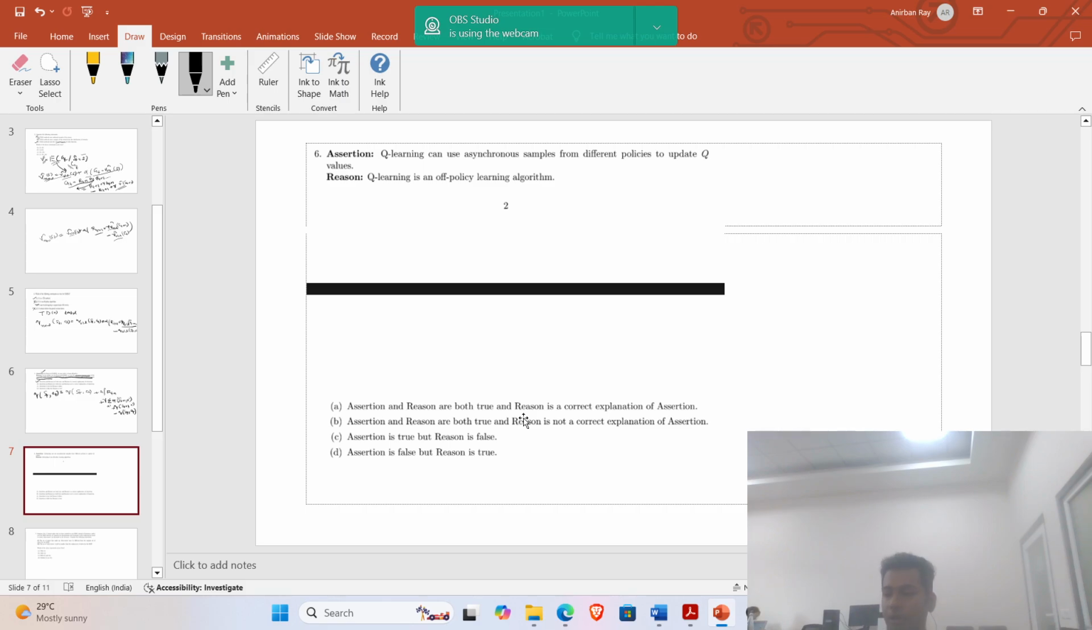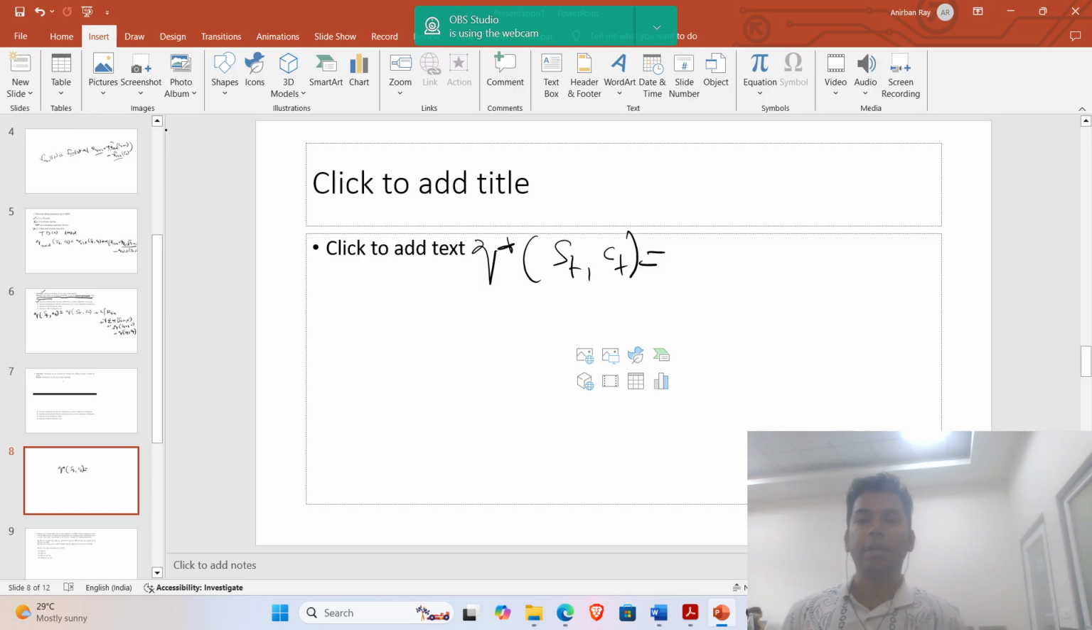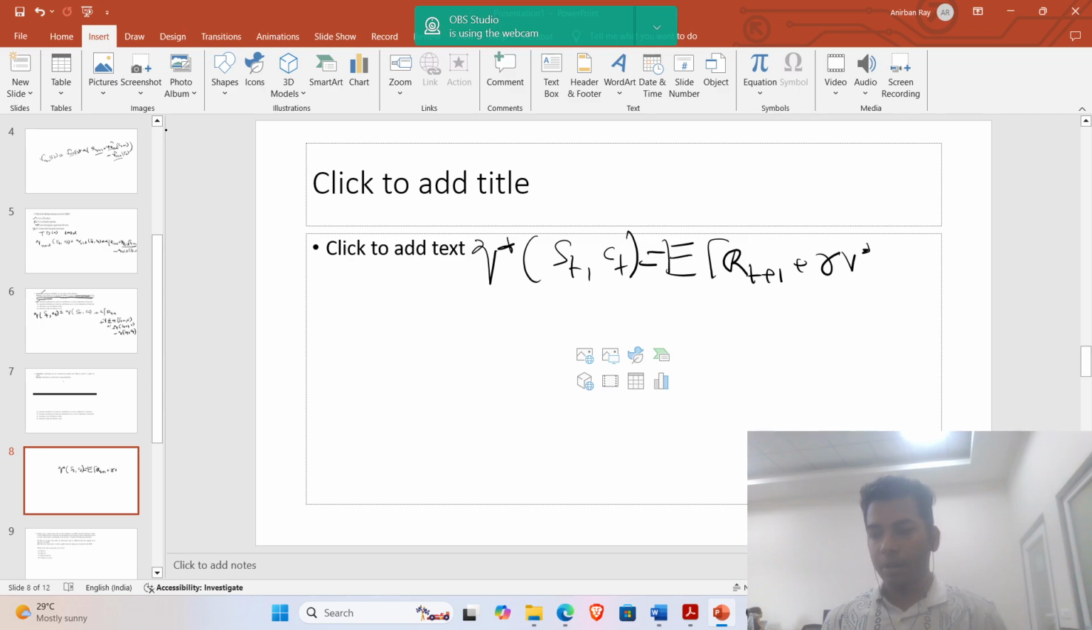So next we move on to Q learning. I will introduce what is Q learning here. Okay, so let me explain. Q star here defines the optimal Q for the state s_t and action a_t. That is written as the expected value of r_{t+1} plus gamma times v star of s_{t+1}.